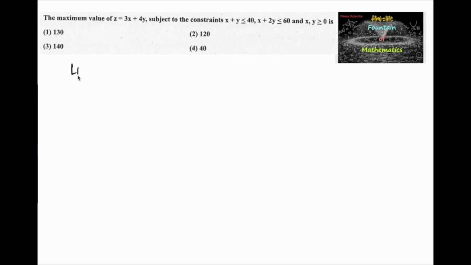Given an LPP, linear programming problem, maximize z is equal to 3x plus 4y with the constraints x plus y less than or equal to 40 and x plus 2y less than or equal to 60 and x comma y greater than or equal to 0.